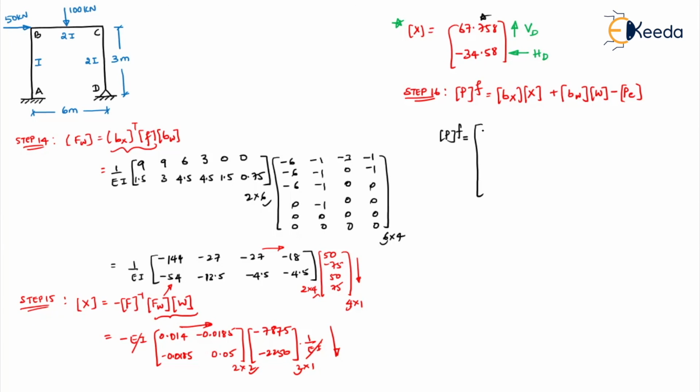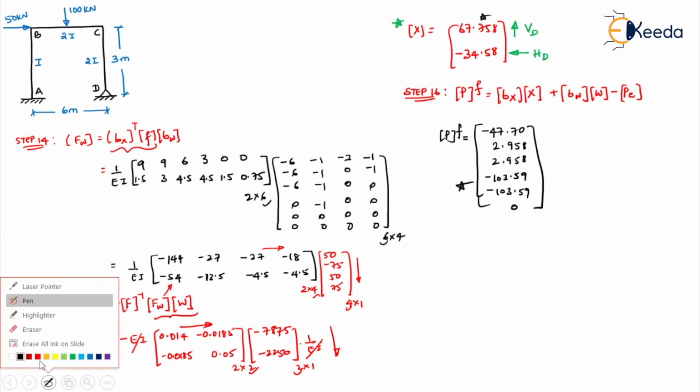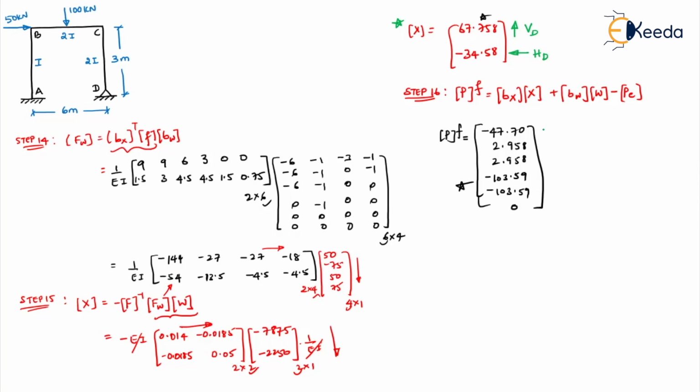So what all are we getting? Minus 47.70, 2.958, 2.958, minus 103.59, minus 103.59 and 0. So these are your final moments, end moments or final forces. Right, now you write all this. What is this? This is MAB. This is what? MBA. This is MBC. At the same joint B, if you observe, they both are same values.